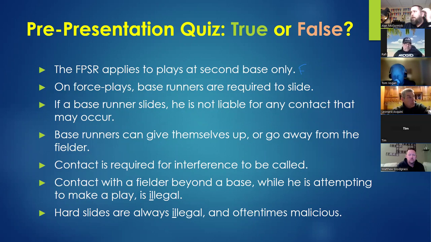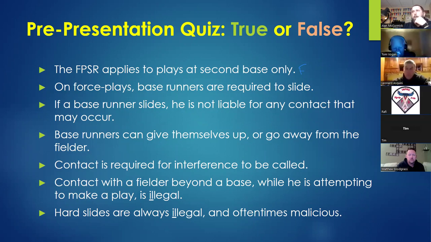This rule doesn't come up as much as when it first went into effect, but nothing about the rule talks about how hard somebody can slide into the base. So just because it's hard and it looks bad doesn't mean it's actually a forced play slide rule violation.